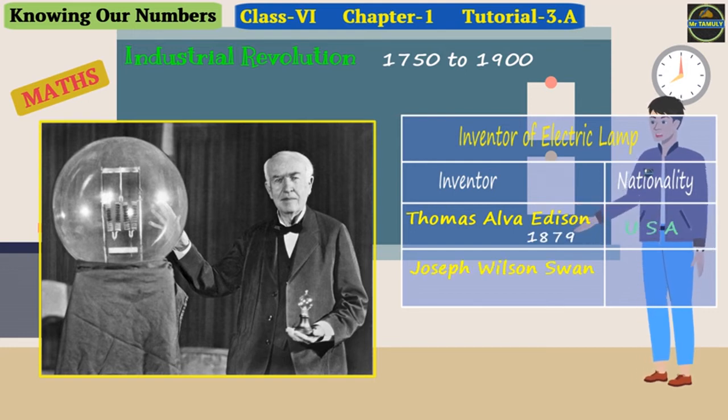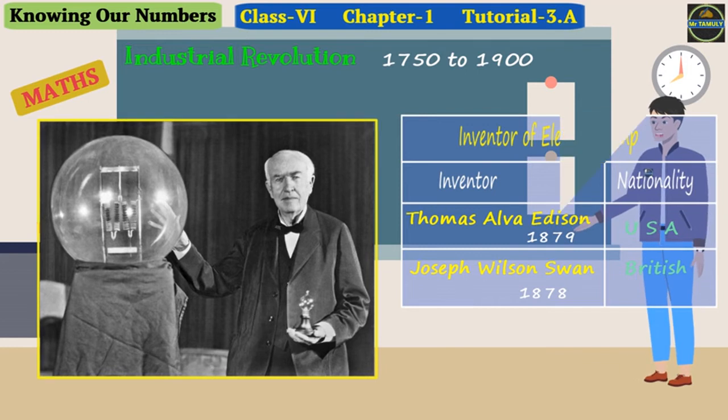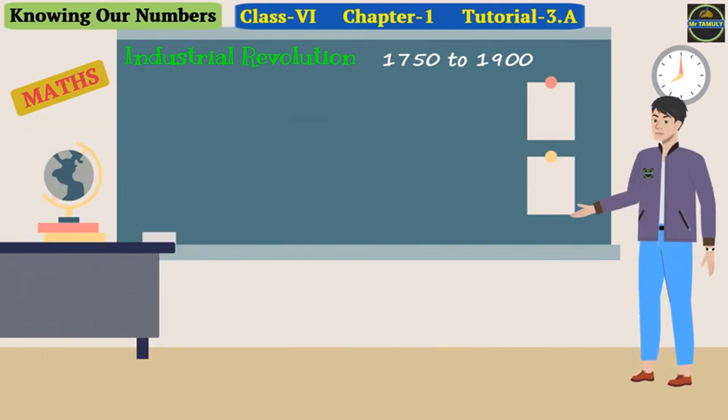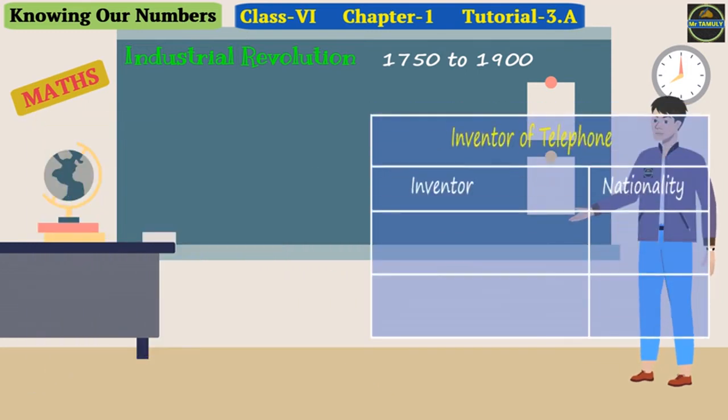Joseph Wilson Swan, who was an Englishman, also created the electric lamp parallelly and independently in England in the year 1878. But Thomas Alva Edison is given almost all the credit for this invention because his work with the electric lamp was far more extensive as compared to that of Swan. The other invention that I would like to talk about here is the invention of the telephone.